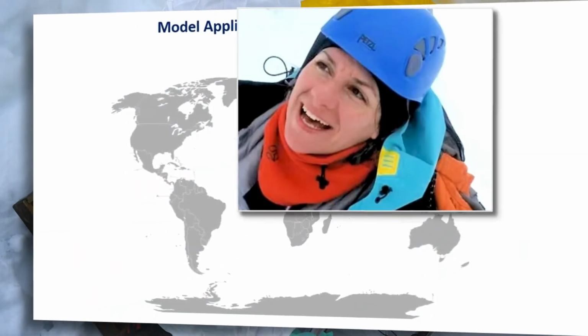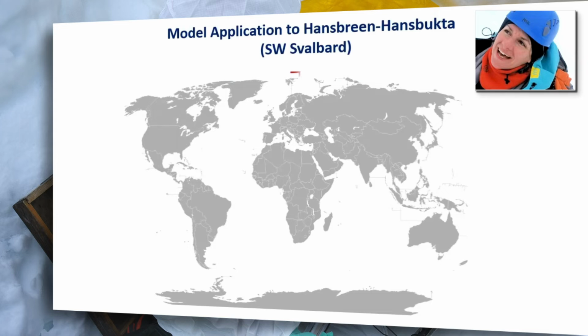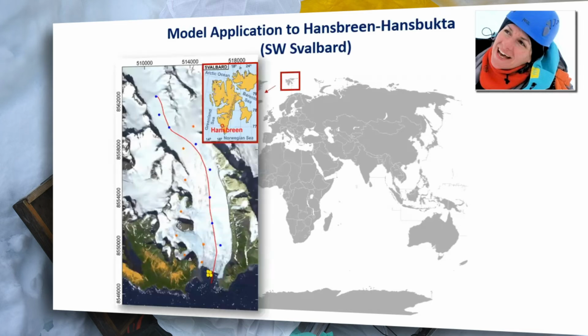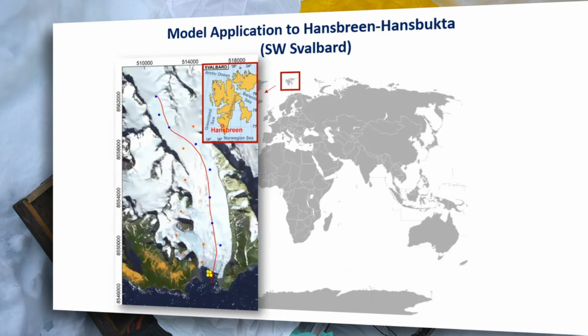Now let's use our coupled models to simulate a real glacier fjord system in the Arctic. In this case, we've chosen the Hansbreen-Hansbukta system in southwest Svalbard. Hansbreen is a tidewater glacier of about 16 kilometers in length with a 1.5 kilometers wide calving front, which reaches maximum velocities of almost 200 meters a year during the melt season.